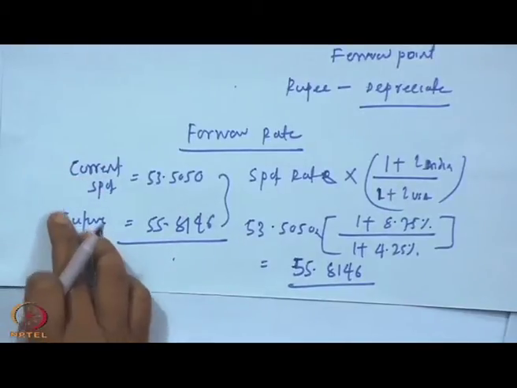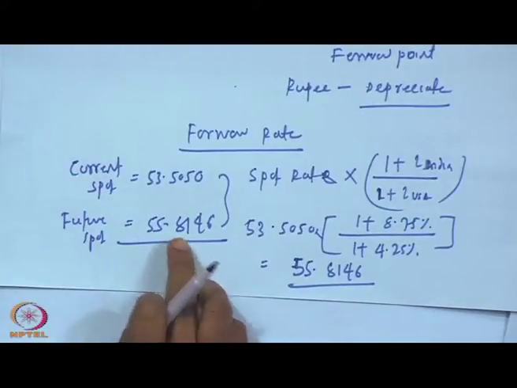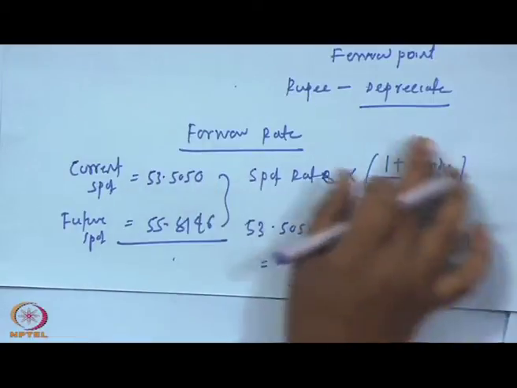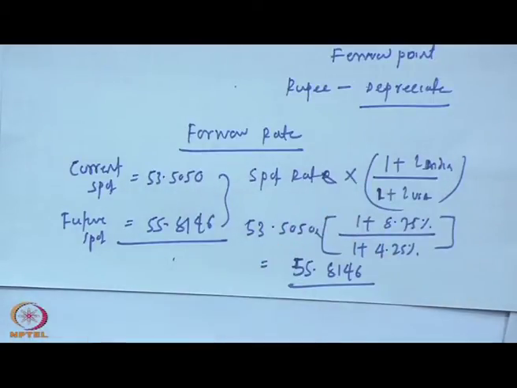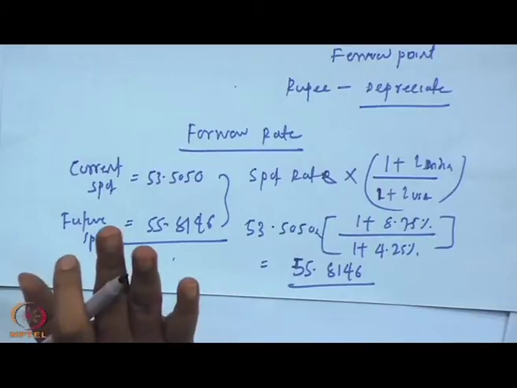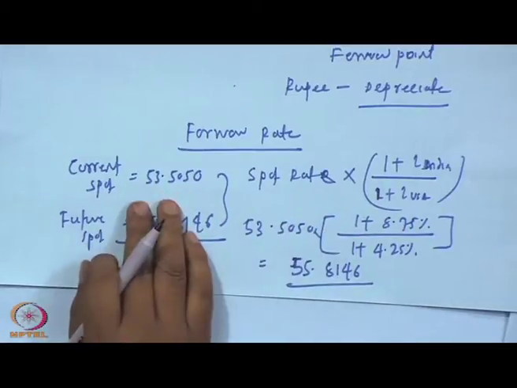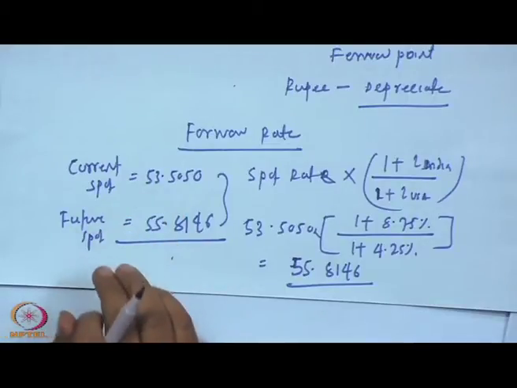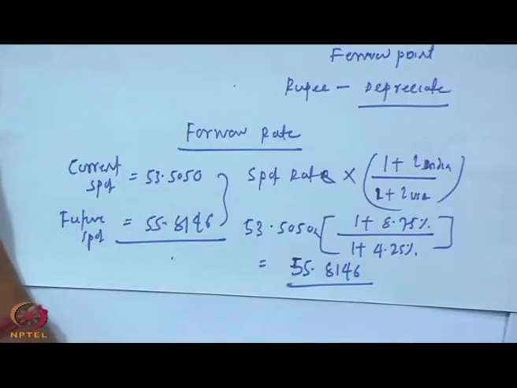In the case of the UIP hypothesis, that is uncovered interest rate parity, the total difference amount will be adjusted through the rupee depreciating in such a way as to come to 55.8146, and there will be no interest rate differential available. This leads to adjustment in the interest rate differential, so the arbitrage profit is removed.